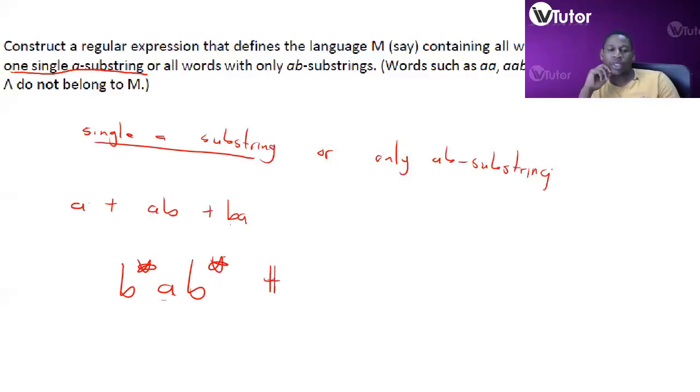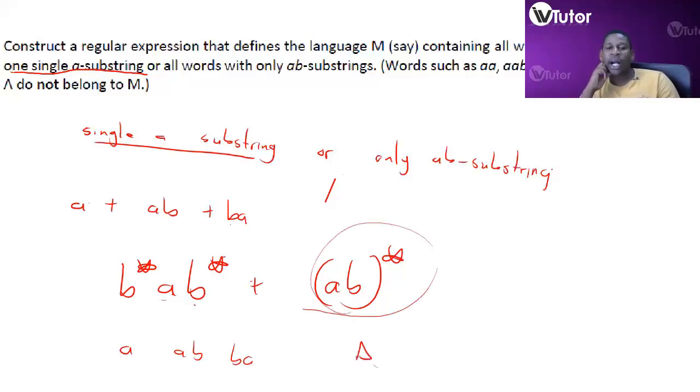Or it consists only of AB substrings. You have AB with a Kleene star. But we need to be careful on how we introduce them. I want you to pay careful attention here. This first one allows for A, it allows for AB, it allows for BA. That is fine. This second one allows for the empty word, which is not acceptable.